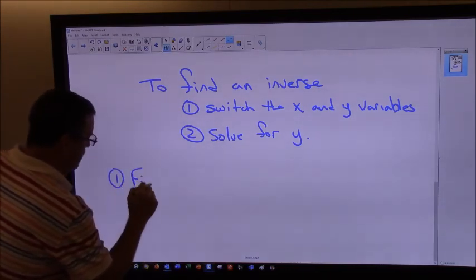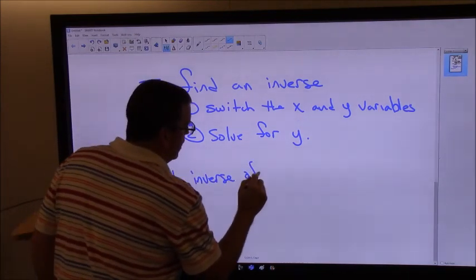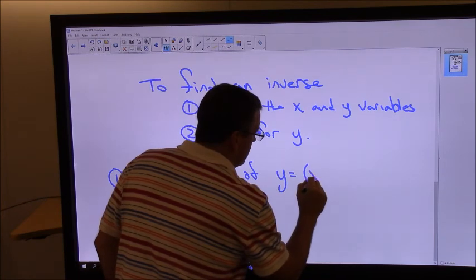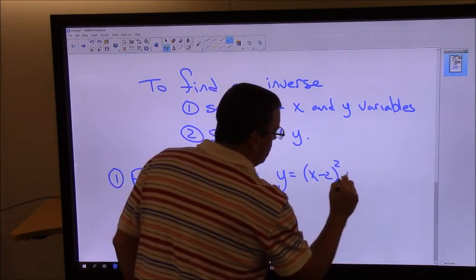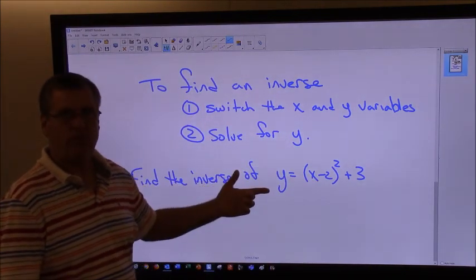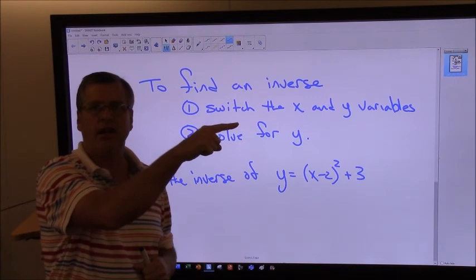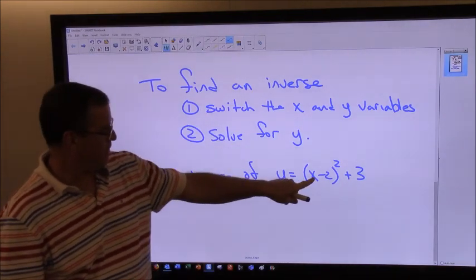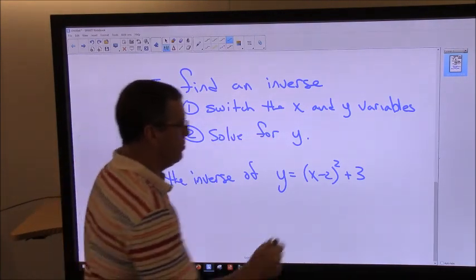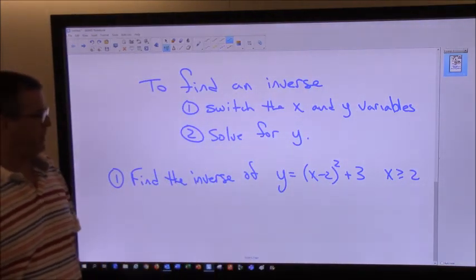We want to find the inverse of y equals, let's say we've got x minus 2 squared plus 3. And because this is a parabola and it doesn't pass the horizontal line test, I need to make sure that we're only looking at the part that's to the right of the vertex. So the vertex is at 2, 3, so I just need to make sure x is greater than 2. Okay, so we'll just write that here. X is greater than or equal to 2. That way we pass the horizontal line test.